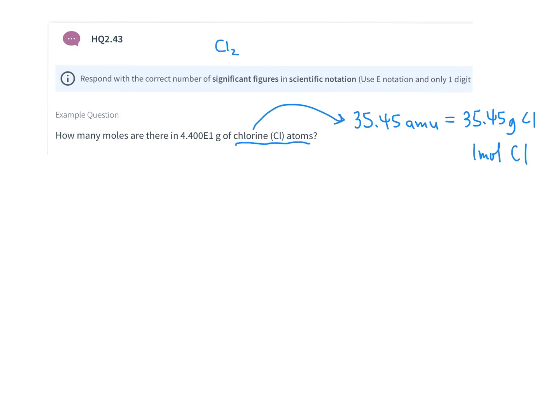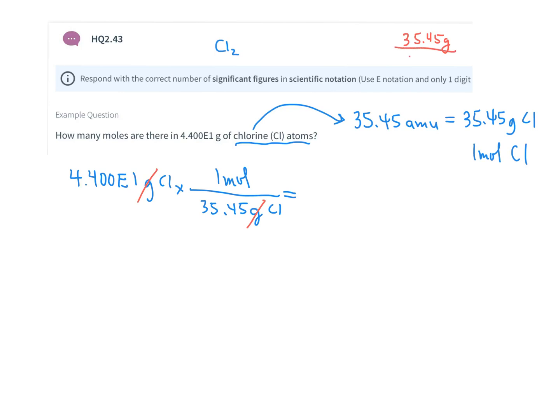To set that calculation up, I've got 4.400 e to the 1, so essentially 44 grams of chlorine, and I know for every 35.45 grams of chlorine, I would have 1 mole of chlorine, right? We want to multiply by something that cancels out grams and leaves us with units of moles. Well, our conversion factor is that the weight of chlorine is 35.45 grams per 1 mole of chlorine.